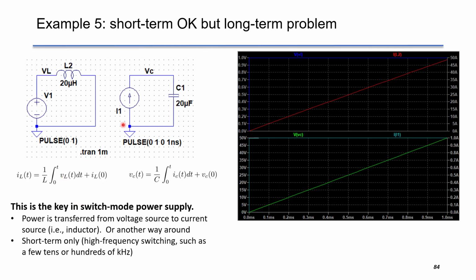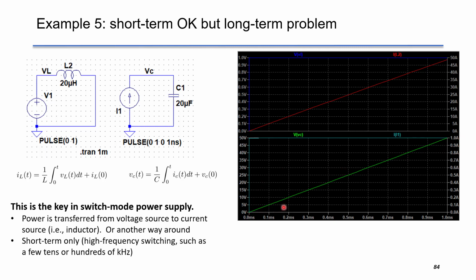On the other side, we have a current step into a capacitor, 20 microfarad. The voltage over the capacitor is 1 over C times the integral of the capacitor current over time, plus the initial voltage over the capacitor. In this case, we assume the initial conditions for inductor current and capacitor voltage are all 0. So we can see the voltage over the capacitor will also ramp up over time.